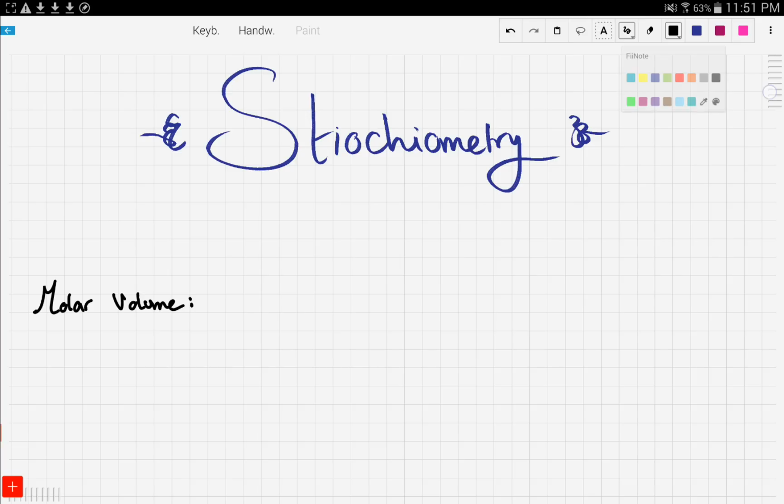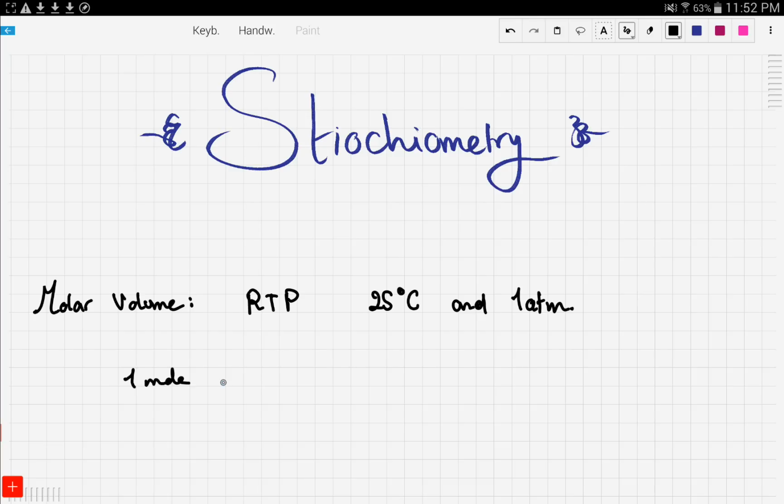Now let's start. What is a molar volume? Well, we usually measure the volumes of gases at room temperature and pressure. We denote it by RTP, and the conditions for room temperature and pressure are 25 degrees Celsius and 1 atmospheric pressure. Now, 1 mole of a gas at RTP is equal to 24 liters. So that's that for molar volume.